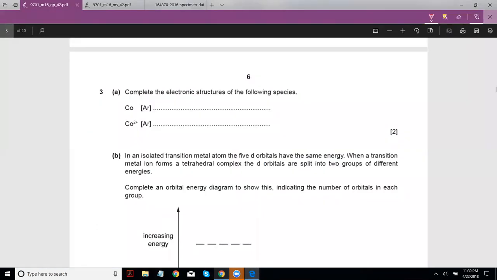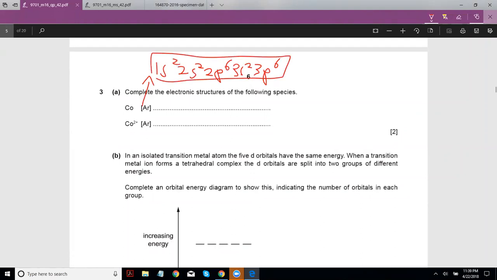So what they mean by that is, after argon, 1s2 2s2 2p6 3s2 3p6, right? Argon is 18. So all of this is just condensed down to argon. We just go after that. So what is after 3p6? 4s2 3d7 for cobalt.